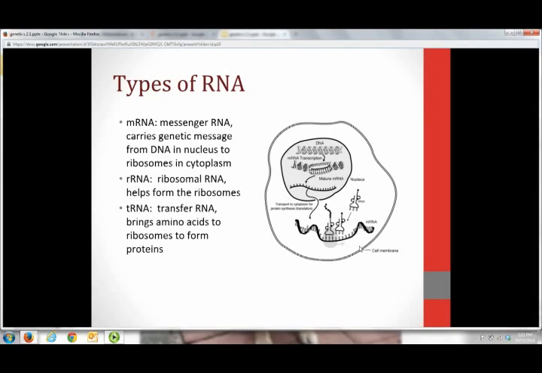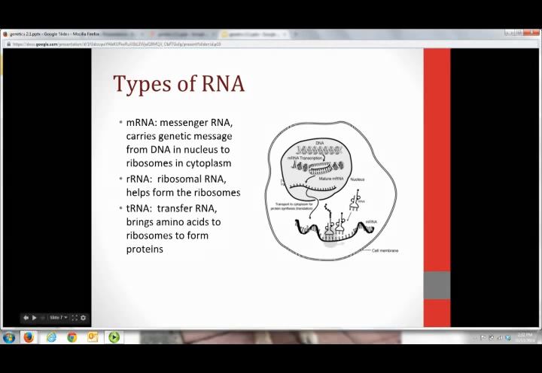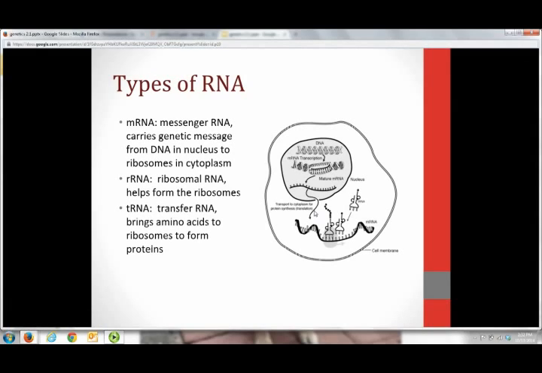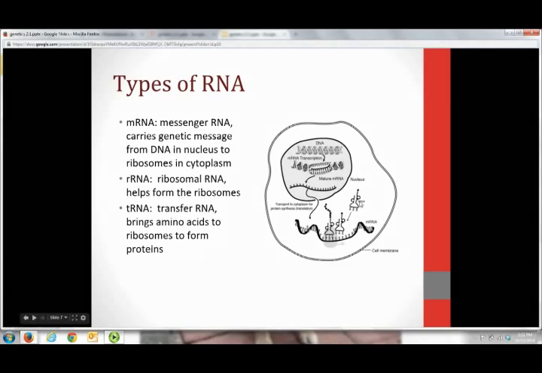Our cells also have multiple types of RNA. The mRNA, or messenger RNA, is going to be created in the nucleus, and it will be sent out to the ribosomes in the cytoplasm. The rRNA is ribosomal RNA, and this helps form part of the structure of the ribosomes. The tRNA is your transfer RNA. This is going to help to bring the correct amino acids to meet with the ribosomes in forming the proteins.